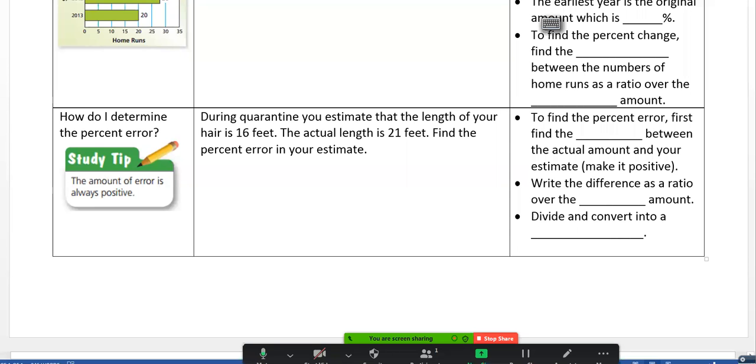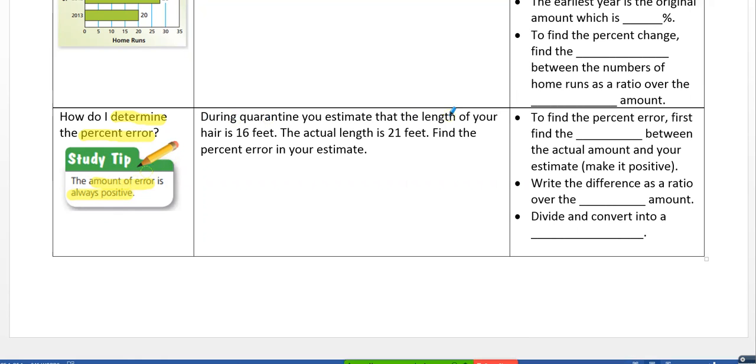Oh yeah, 15.5, percent change, part 2. How do I determine the percent error? Study tip: the amount of error is always positive. I don't know why that's a study tip. That's just something that's true, but all right, whatever.